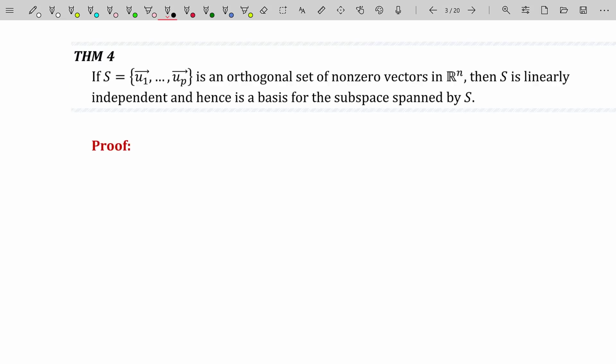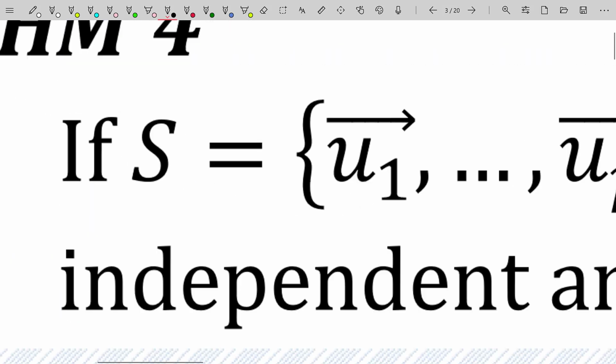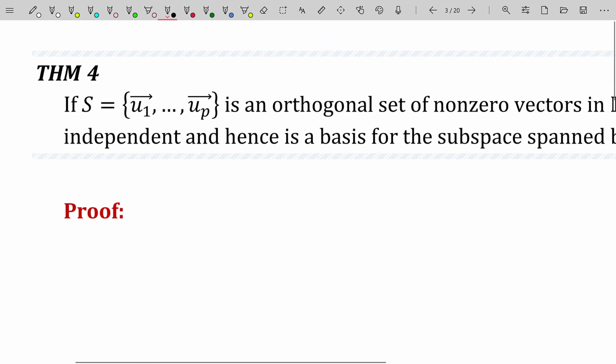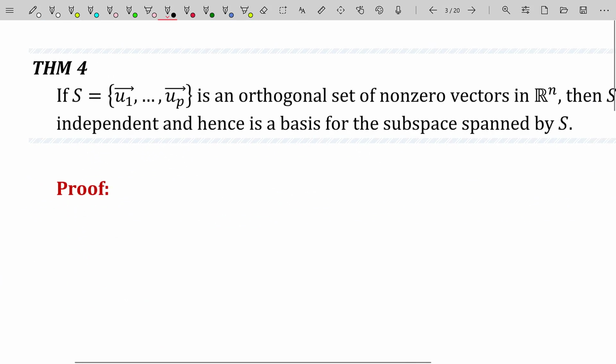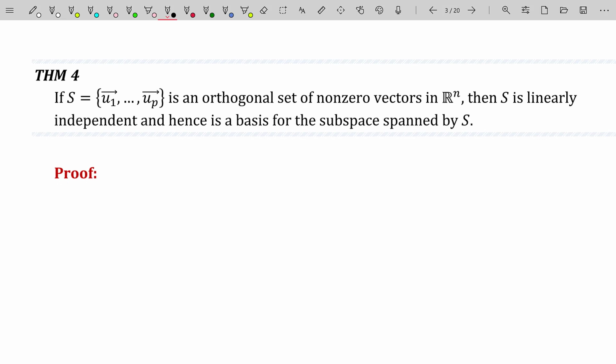So let's follow that up with a theorem here, kind of an important theorem, one that will drive a lot of our theory as we move forward. If we have a set of vectors, in this case p of these vectors, u1 through up, that's the set that we're calling S. If that set is an orthogonal set of non-zero vectors in Rn, so each of those vectors has n entries, and all of them are non-zero, and finally, they all are orthogonal to each other, then S is linearly independent.